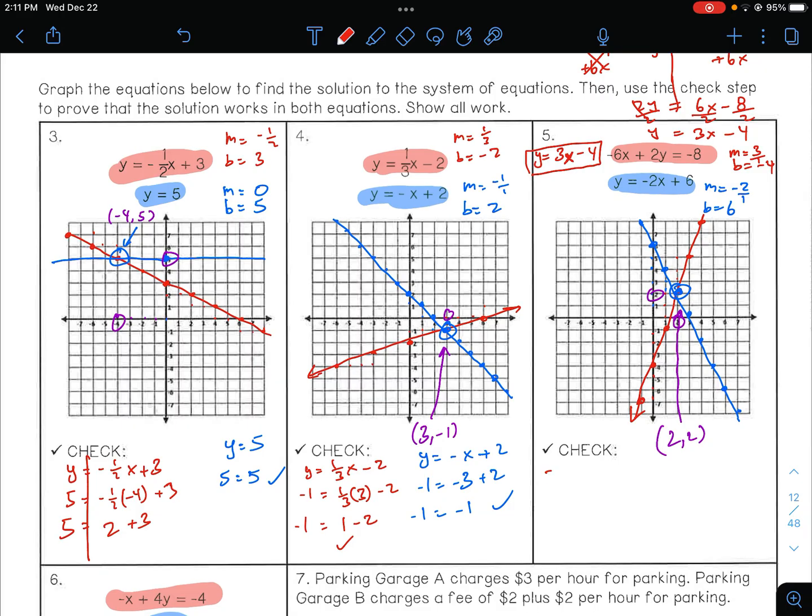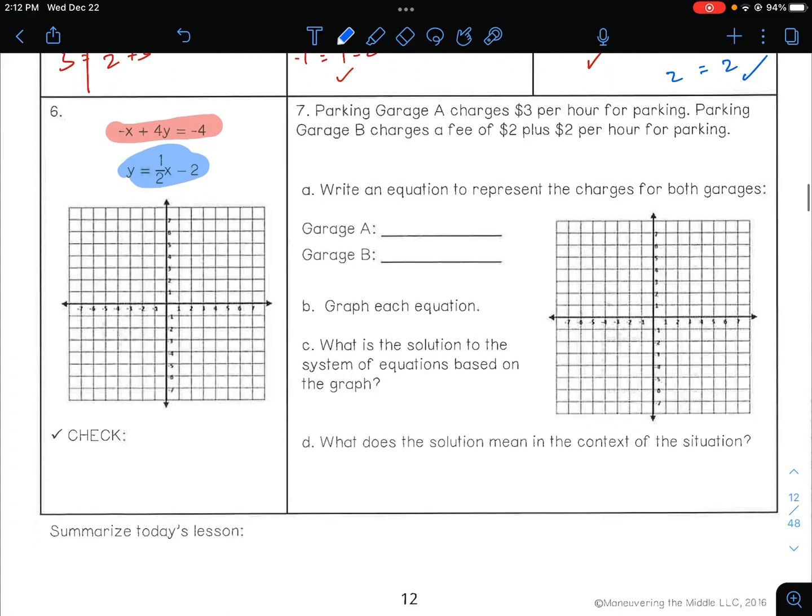Y is 2 equals 3 times 2 minus 4. 6 minus 4 is 2, that is true. Let's go to your blue equation. Y equals -2x plus 6. So y, 2, equals -2 times 2 plus 6. That is -4 plus 6. Does that equal 2? It does. That checks out.